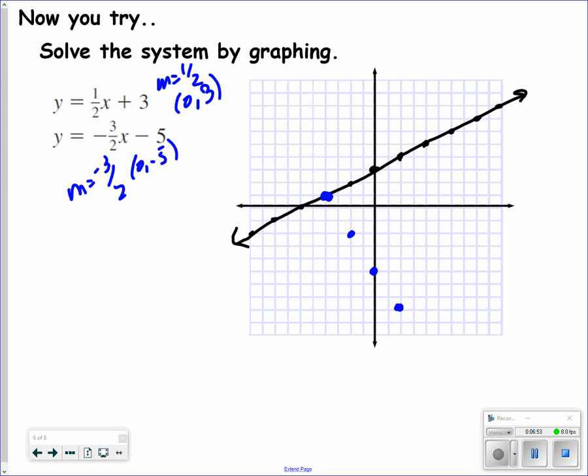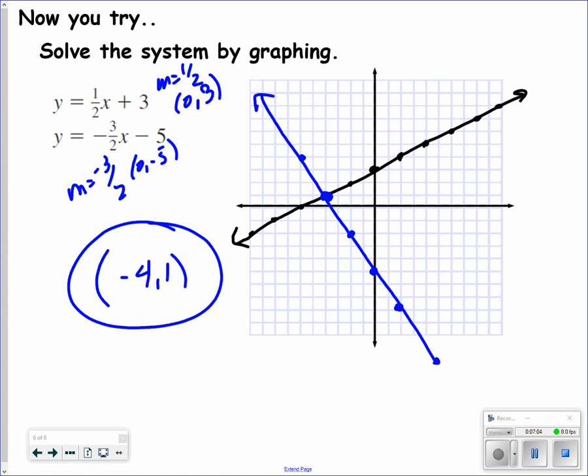And I see that they are going to cross now. And the point of intersection is the answer. So 1, 2, 3, 4. So (-4, 1) is the point that those two lines will cross at.